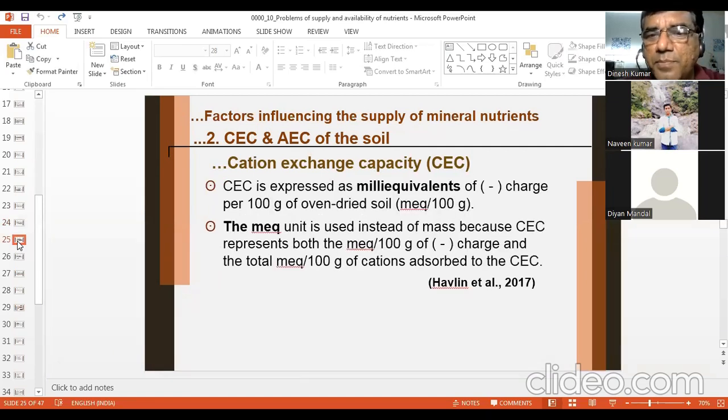CEC is expressed as milliequivalents per 100 gram soil or centimoles per kg soil, and on the basis of oven dried soil. The milliequivalent unit is used instead of mass because cation exchange capacity represents the milliequivalent per 100 gram of soil of negative charge, and the total milliequivalent per 100 gram of cations adsorbed to the CEC.